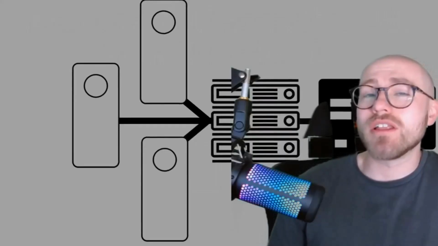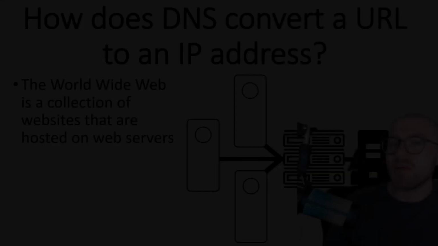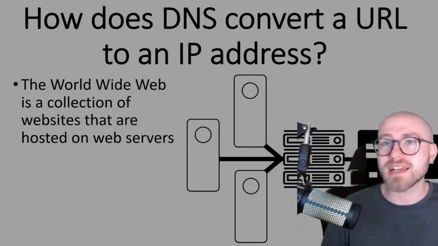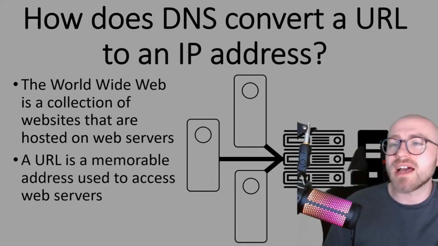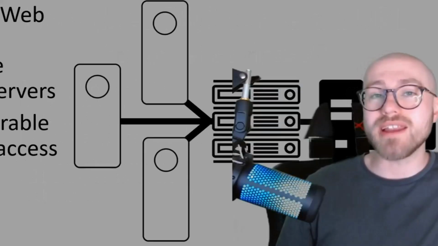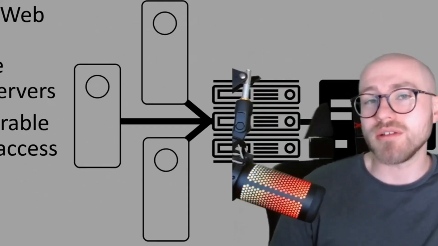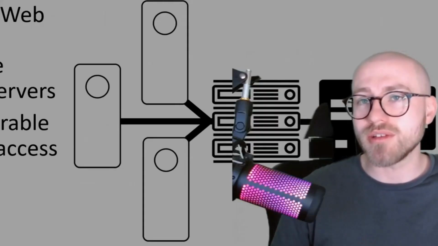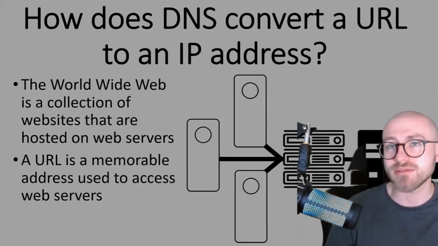So today we're going to be looking at the topic of DNS and how DNS is used to convert a URL into an IP address. Now, before we get into what DNS actually is, we need to understand a little bit more about the World Wide Web. So let's say you're about to make a website and you're going to buy something called a domain. So the domain is the actual name that people will remember. So like bbc.co.uk or ebay.co.uk.